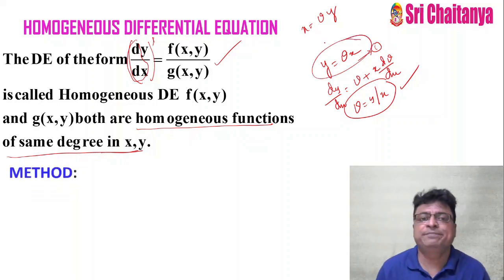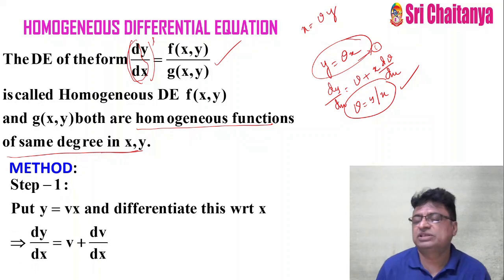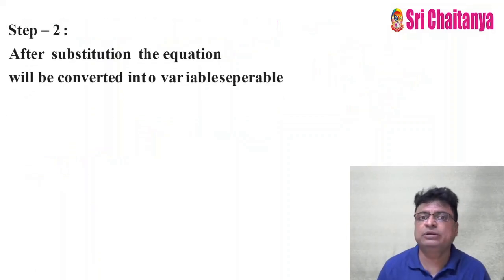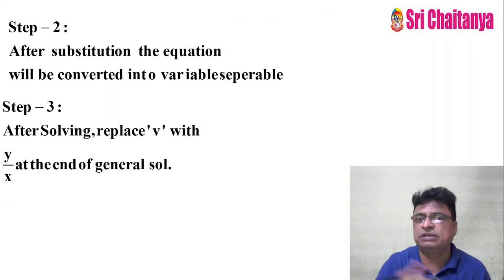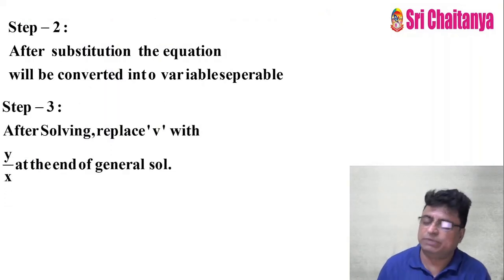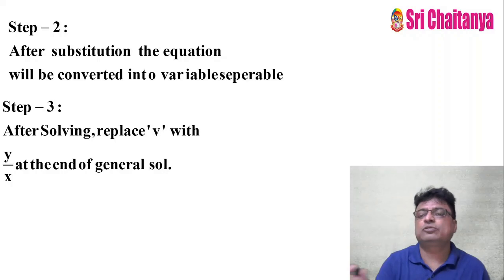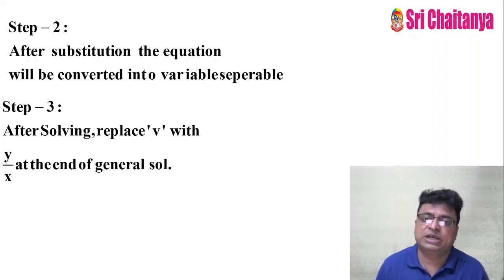So let's see the method. This is the step, as I said earlier. Next, after this substitution, the equation will be convertible into variable separable form, and after solving it, replace v with y by x at the end of the general solution. These are the steps. Very simple. This is about what to do when a homogeneous differential equation is given.